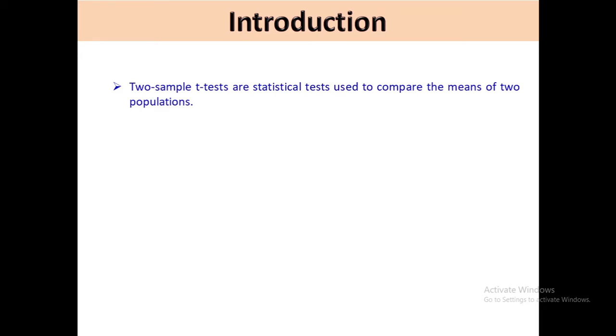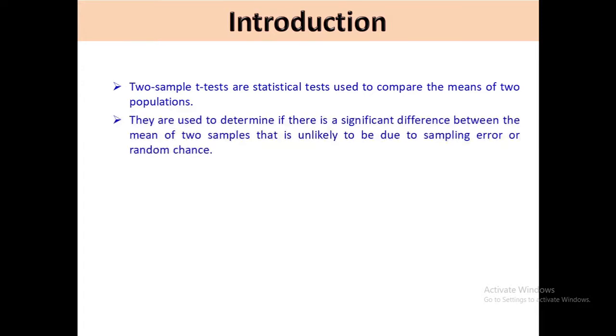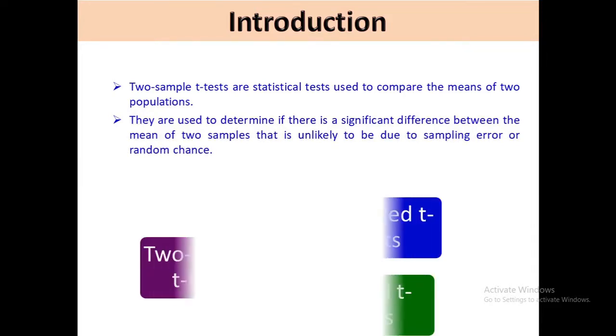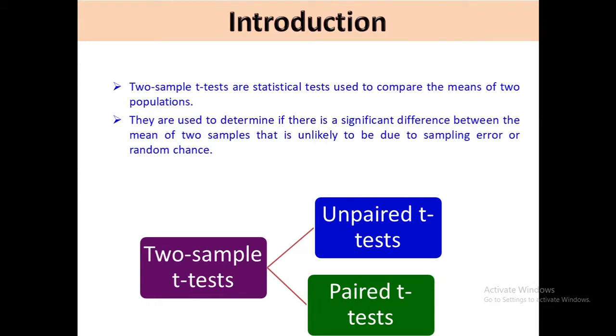Two sample t-tests are statistical tests used to compare the means of two populations, also known as student's t-test. Their results are used to determine if there is a significant difference between the mean of two samples that is unlikely to be due to sampling error or random chance. Student t-tests are further broken down into two categories, paired t-test and unpaired t-test.